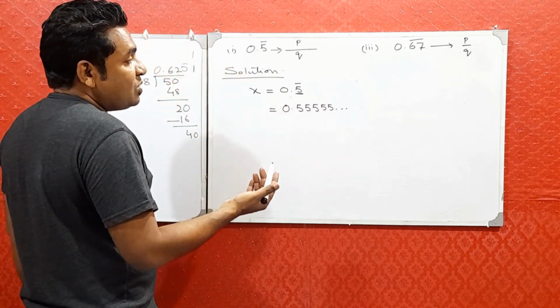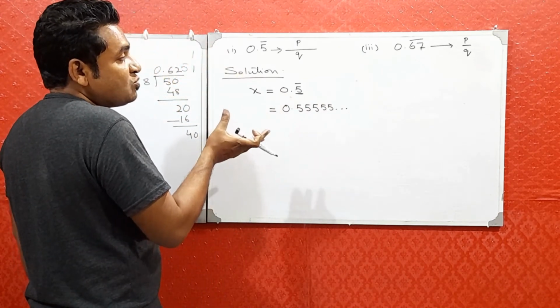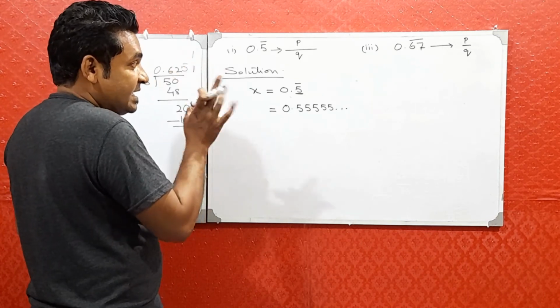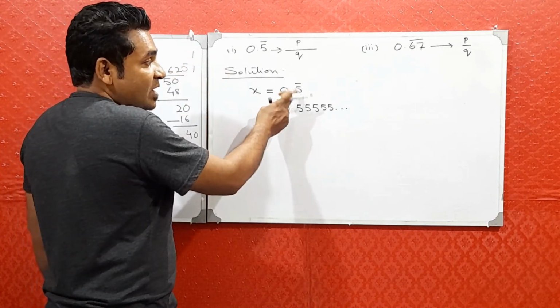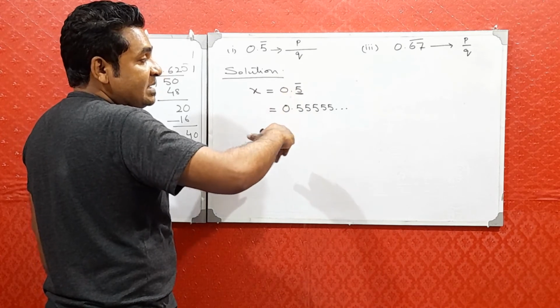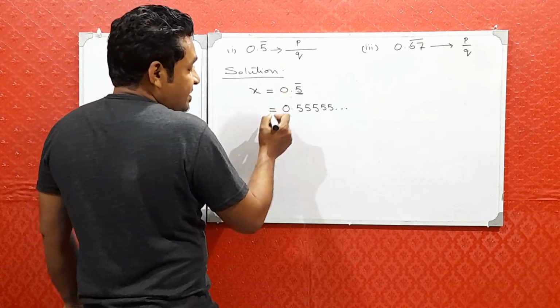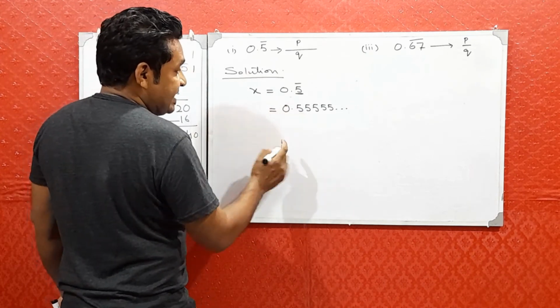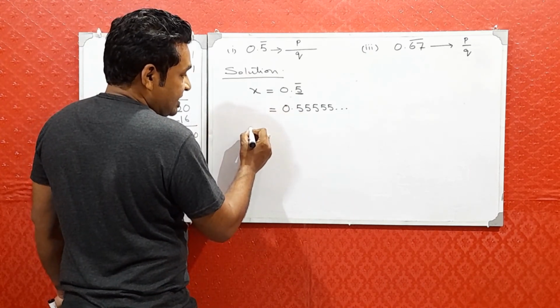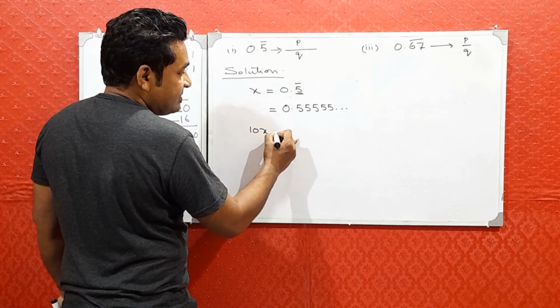When the bar is on one digit, you are supposed to multiply by 10. 10 has 1 zero, so bar on one digit, we multiply by 10. So we will multiply both sides by 10. We multiply x by 10, so it becomes 10x.